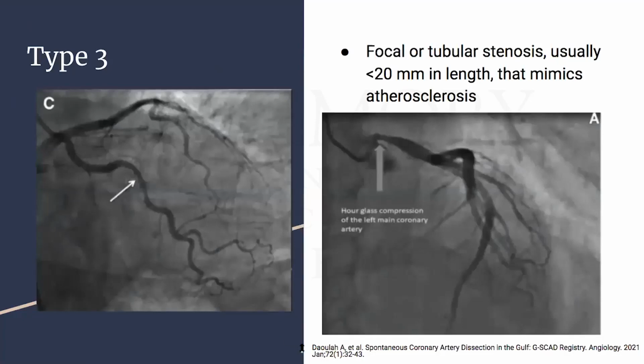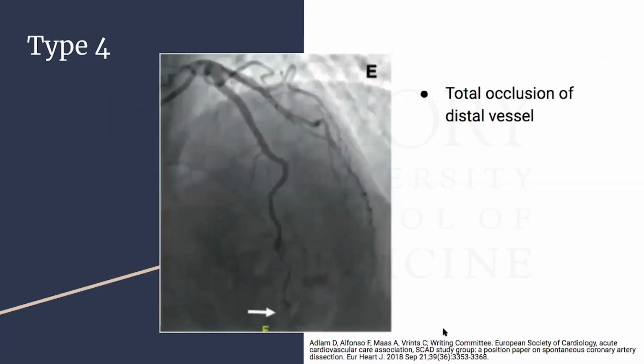Type 3 lesions are actually the more challenging SCAD lesions to diagnose, because these lesions can mimic atherosclerosis. They tend to look more focal or tubular and are less than 20 millimeters in length. You can see here on the right a compression of the left main in a type 3 SCAD event. More recently, there have also been descriptions of total occlusions of distal vessels as type 4 lesions. This is just an addition to our prior classification system.